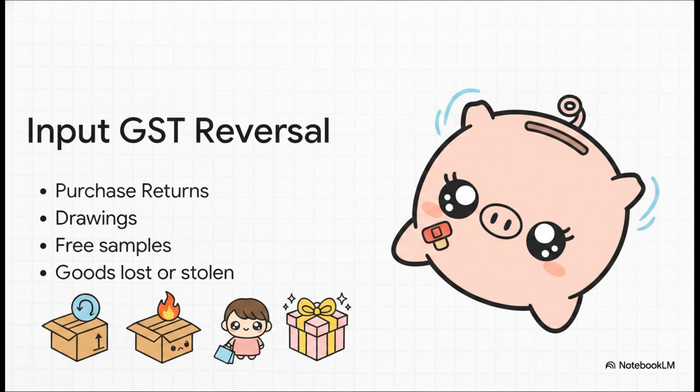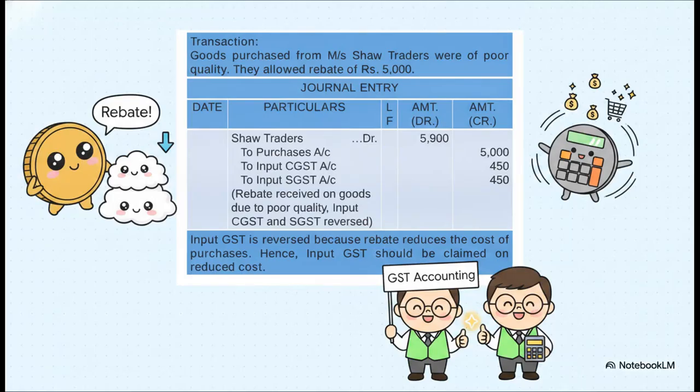Let's ground this with a real-world scenario. Imagine you purchase some goods, but upon delivery, you realize the quality is totally subpar. You complain, and the supplier gives you a rebate of, say, 5,000 rupees to settle the issue. Because this rebate logically reduces the original cost of your purchases, you can't keep the original tax credit. You must proportionally reverse the input CGST and input SGST you initially claimed by crediting them. Input GST is always claimed only on the finalized, reduced cost of the goods.